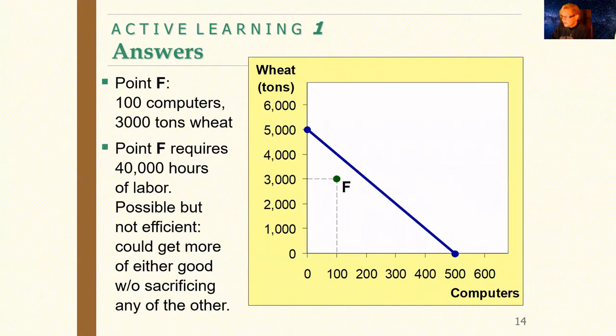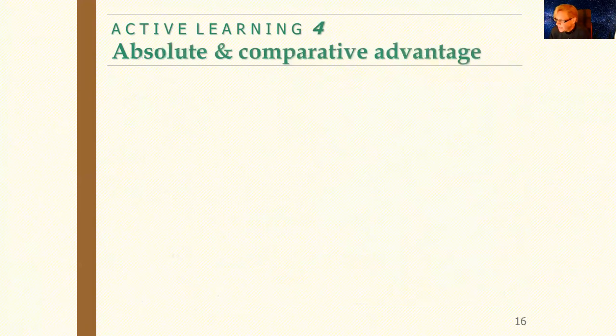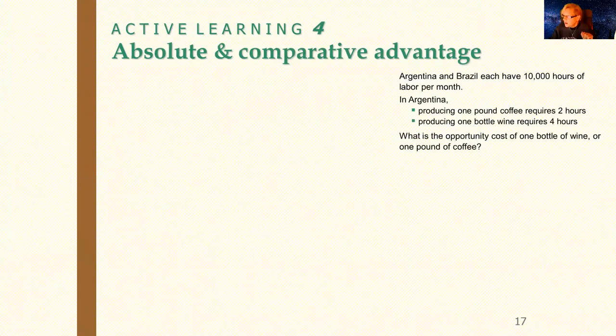All right, so there's our answers. F would be inside again, so it is inefficient. And looking at G, G is not possible at the current state. Okay, so here is an example problem.